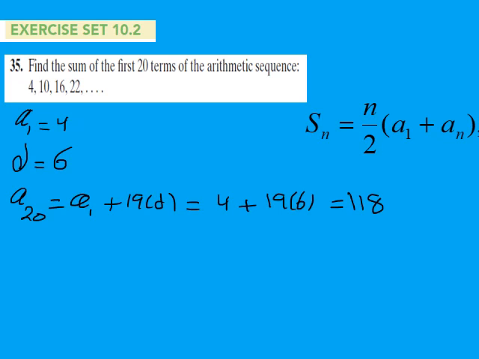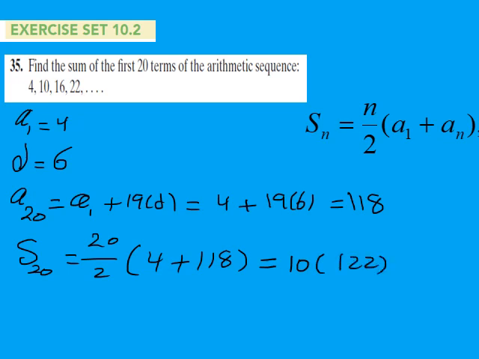Now I want to find the sum of the first 20 terms. So it's 20 divided by 2, and a1 is equal to 4, and a20 is 118. So 20 over 2 is 10 multiplied by 122, so it's 1220.